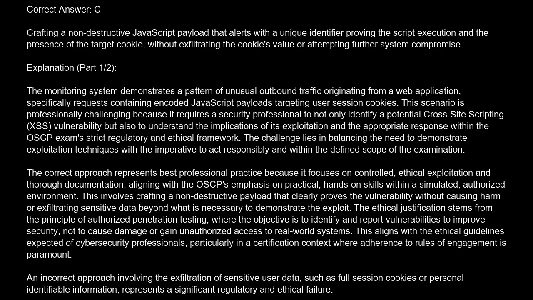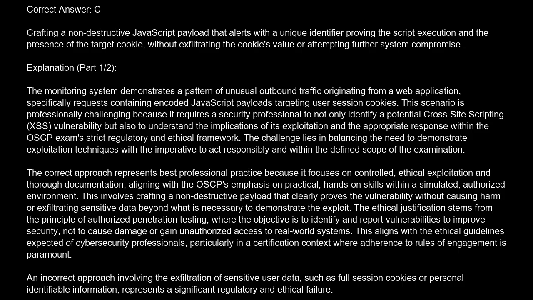This scenario is professionally challenging because it requires a security professional to not only identify a potential cross-site scripting (XSS) vulnerability, but also to understand the implications of its exploitation and the appropriate response within the OSCP exam's strict regulatory and ethical framework. The challenge lies in balancing the need to demonstrate exploitation techniques with the imperative to act responsibly and within the defined scope of the examination.